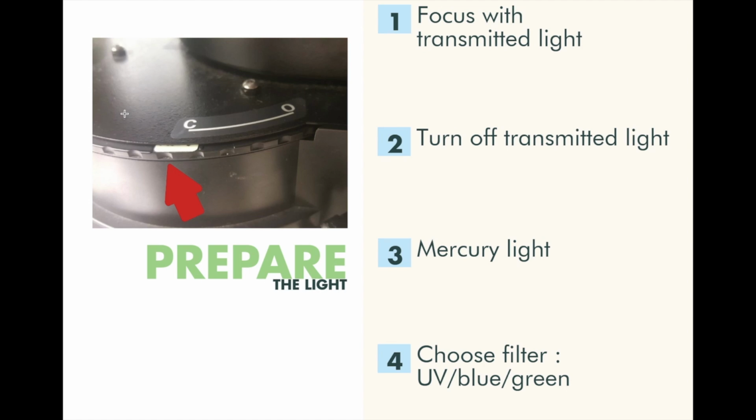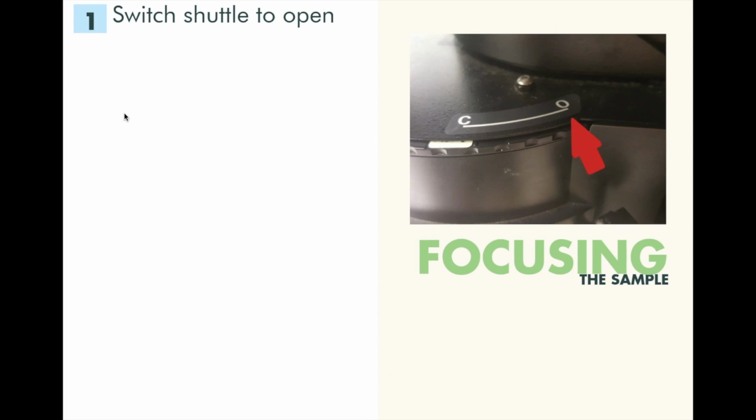Next, you need to decide which wavelength of light to use. There are 3 filter cubes to choose from: UV, blue, and green. Depth fluorescence will absorb the UV light and emit blue light through the eyepiece. Fluorescein will absorb blue light and emit green. Rhodamine will absorb green light and emit red. To change the filter, rotate the filter cubes on the microscope.